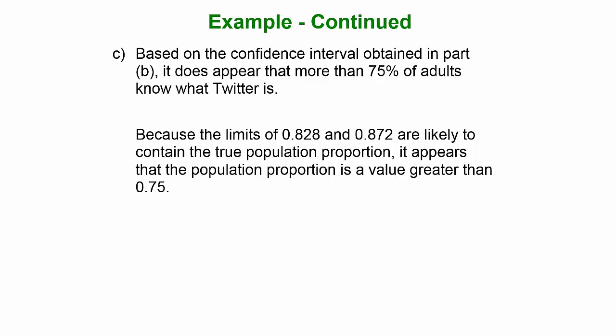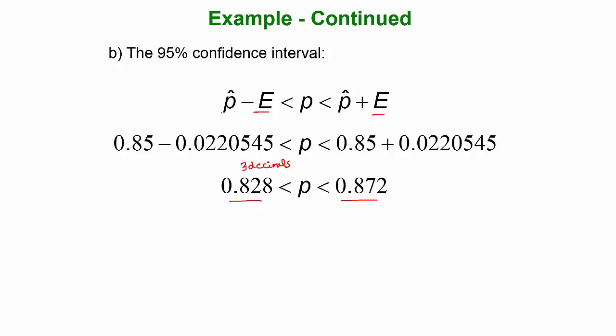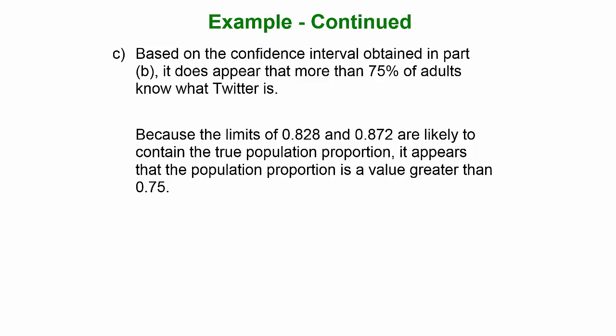So based on the confidence interval obtained in Part B, it does appear that more than 75% of adults know what Twitter is. That 75% was what we're comparing this to, and we can see that we are pretty confident here that the true value for the population parameter is going to be from 82.8% to 87.2%. So it's definitely more than 75%. Because the limits of 0.828 and 0.872 are likely to contain the true population proportion, it appears that the population proportion is a value greater than 0.75.